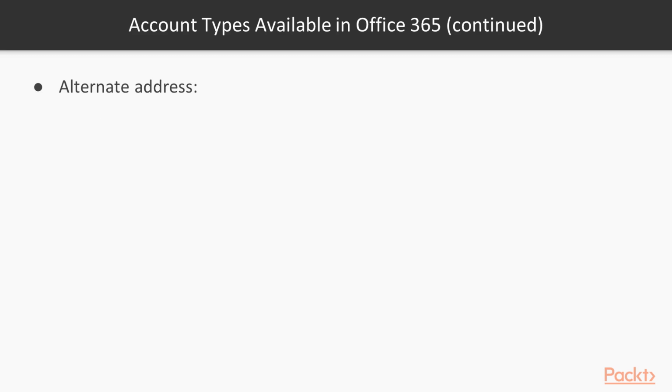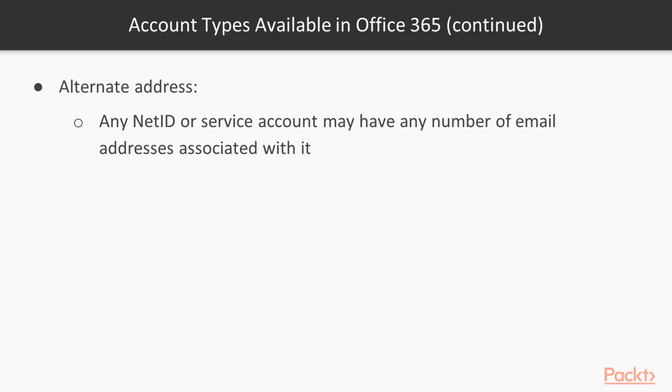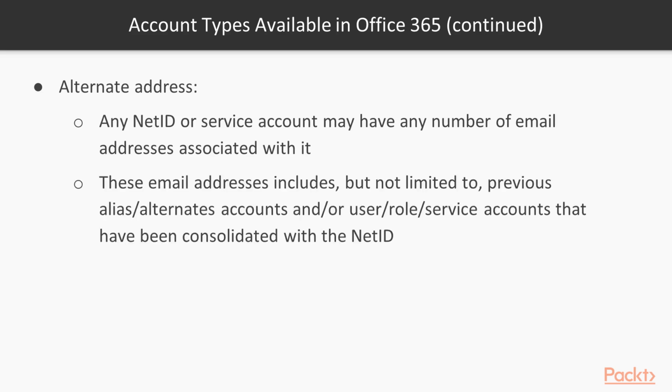Alternate address. The alternate address is any net ID or service account that may have any number of email addresses associated with it. These email addresses include, but are not limited to, previous aliases, accounts, and user or role service accounts that have been consolidated with the net ID.